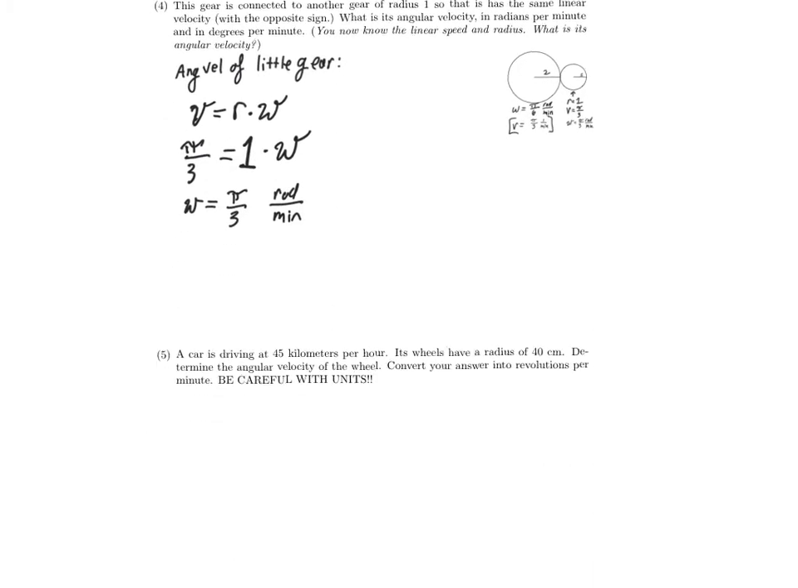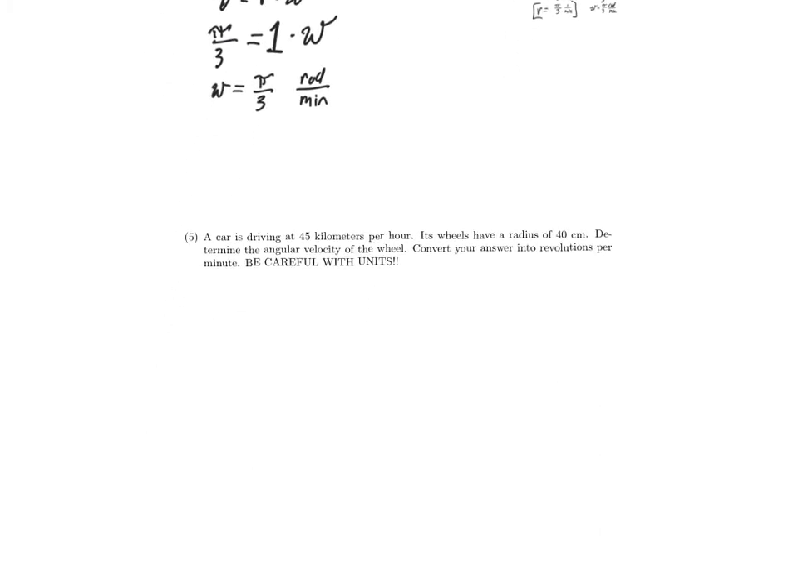And there's one last example that I want to do. Let's suppose you have an automobile. It's driving 45 kilometers per hour. Its wheels have a radius of 40 centimeters. Let's try to determine the angular velocity of the wheel, because often if you have a wheel spinning around, you're worried about its angular velocity in revolutions per minute. So let's try to do that. And for emphasis, the main point of this problem is to be careful with units. So let's write that all out.